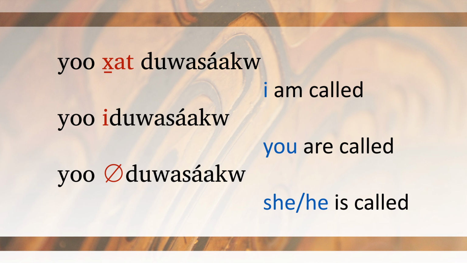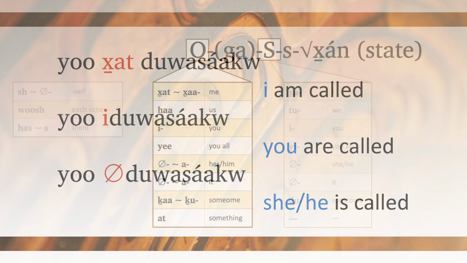For an example, we'll take a look at a sentence that many may be familiar with. You T'aḥdeintaan. You T'aḥdeintaan. First person, second person, third person, all using object pronouns. If we were to speak English with Tlingit grammar, we would say, I am called, you are called, is called. The third person pronoun would not be heard.